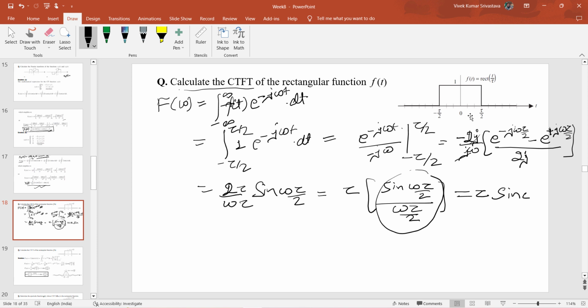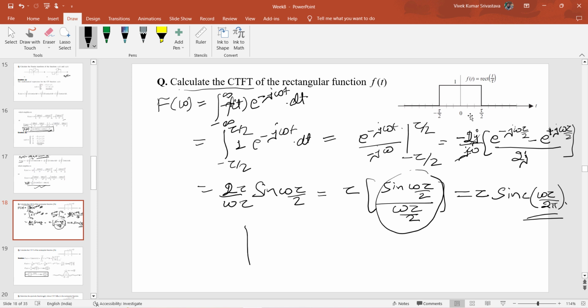Sinc of omega tau by 2 pi. That is how we can evaluate the Fourier transform of the rectangular function.